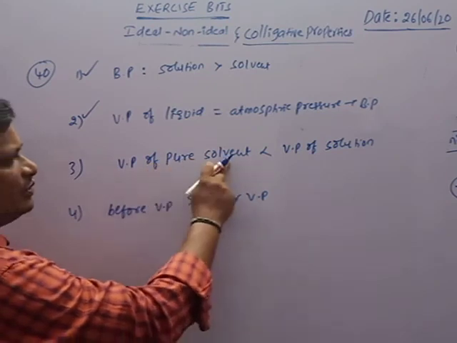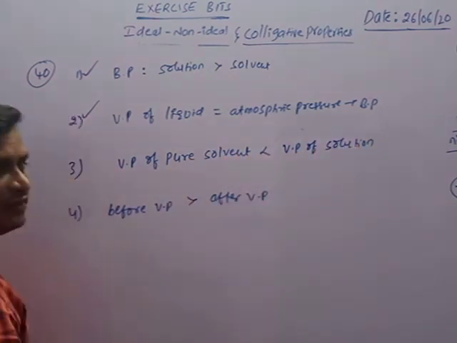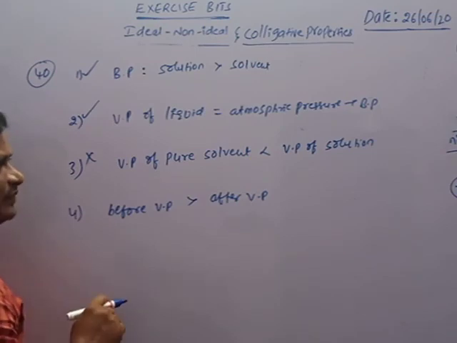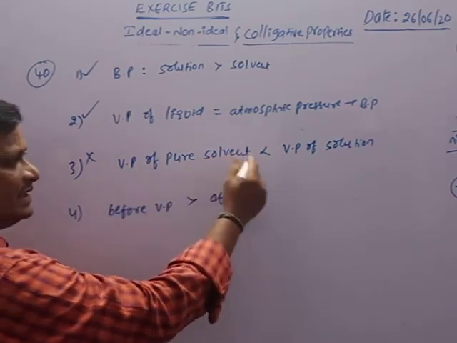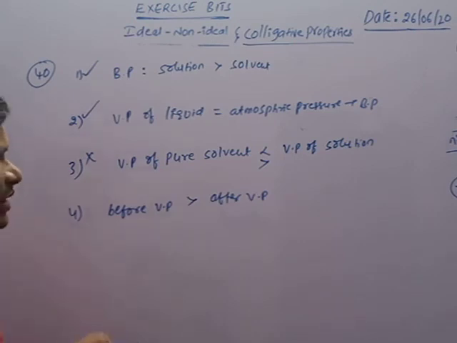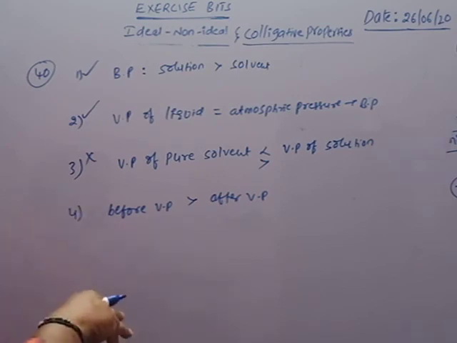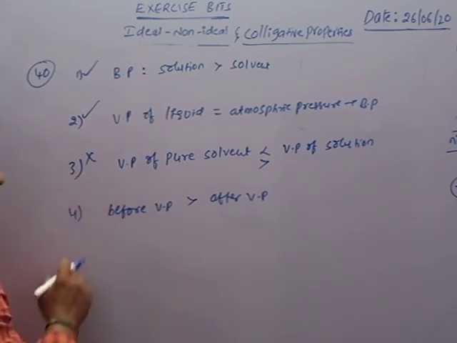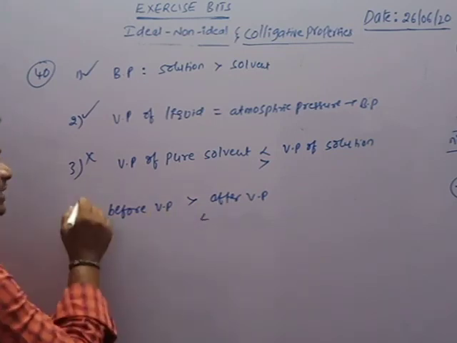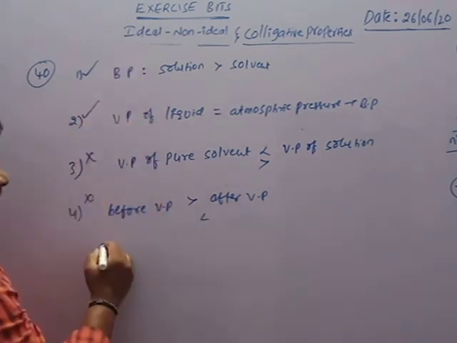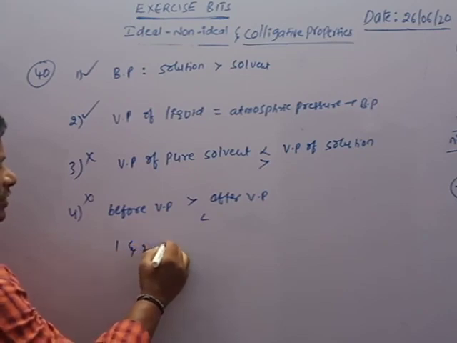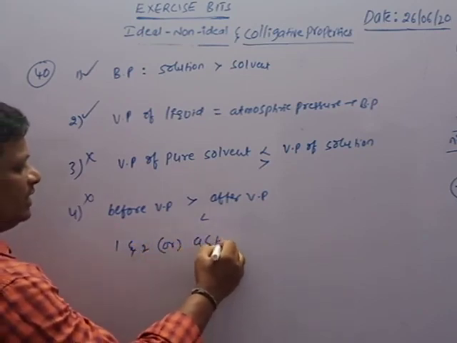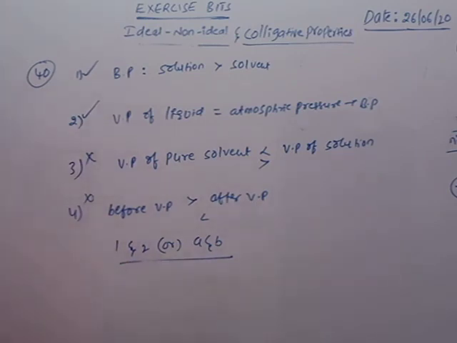Now, the vapor pressure of the pure solvent is less than the vapor pressure of the solution. It is a wrong statement, because the vapor pressure of the pure solvent is greater than the vapor pressure of the solution. The solution has two components, solvent and solute, and the solute decreases the vapor pressure of the solvent, so automatically the vapor pressure of the solution decreases. So the correct statements are 1 and 2, that is A and B.